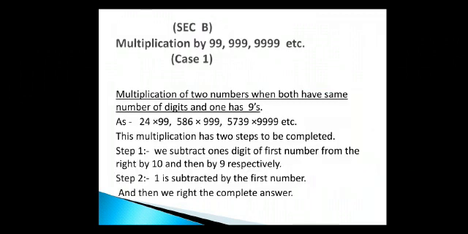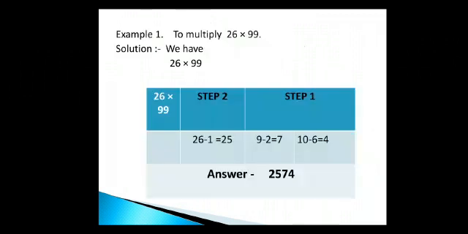Example first. Now we have to multiply 26 into 99. So there are two steps. Step first, 6 is subtracted from 10, we get 4, and the next digit 2 is subtracted from 9, we get 7, and 1 is subtracted from the whole number 26 and we get 25. So the answer is 2574.